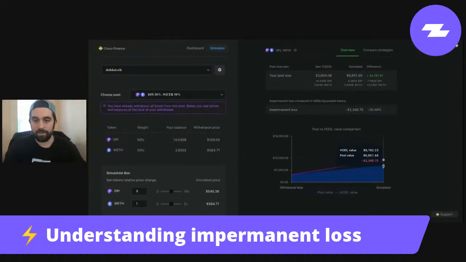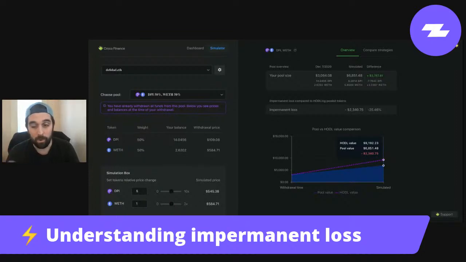And then what I love down here is you can see it's just showing the number up above, the negative $2,340. But my total value in this liquidity provision, in this LP, is 6,851.